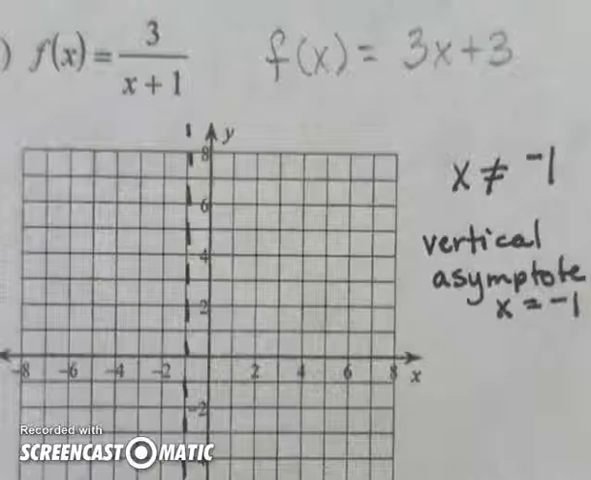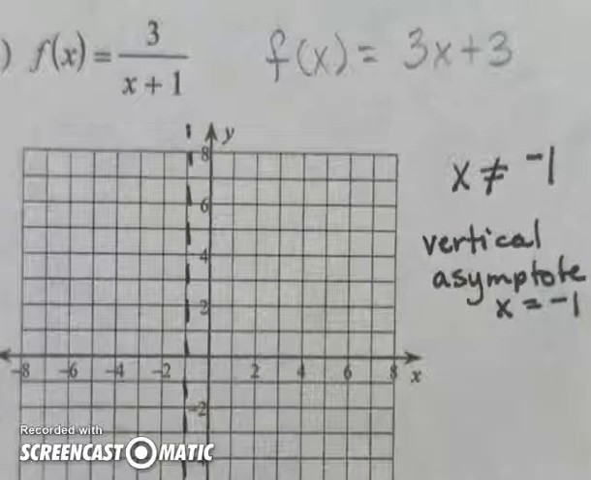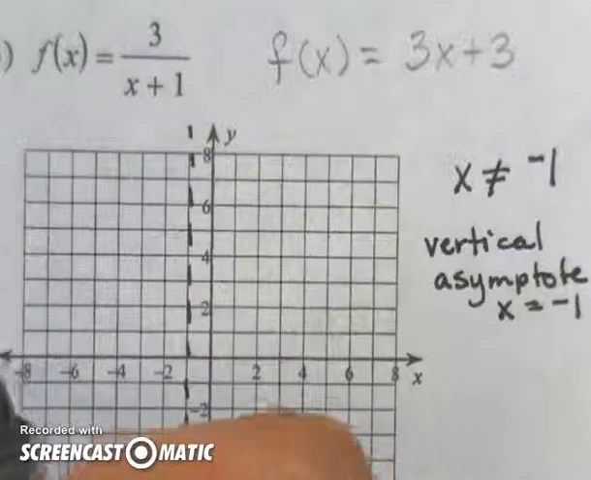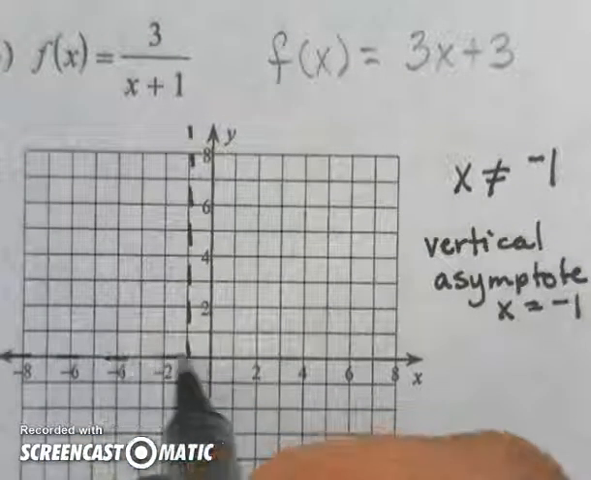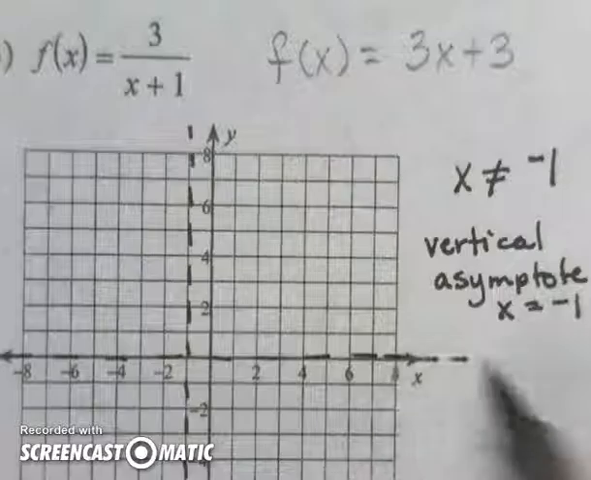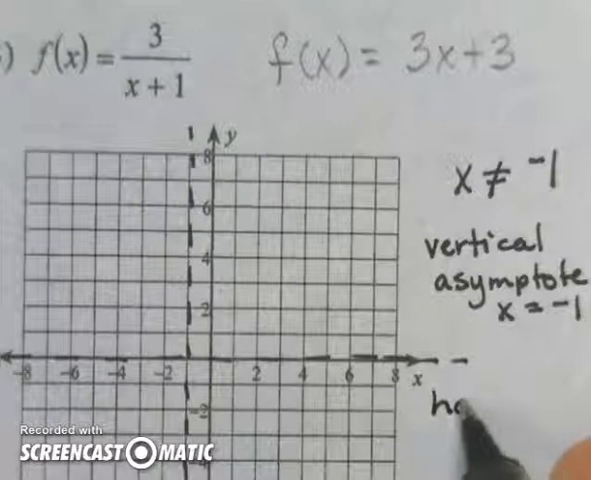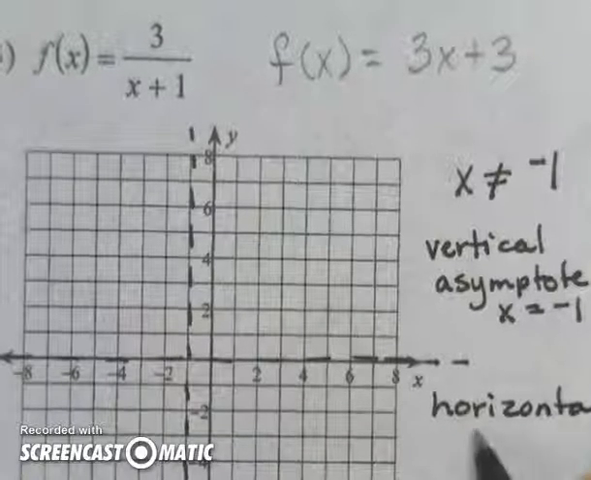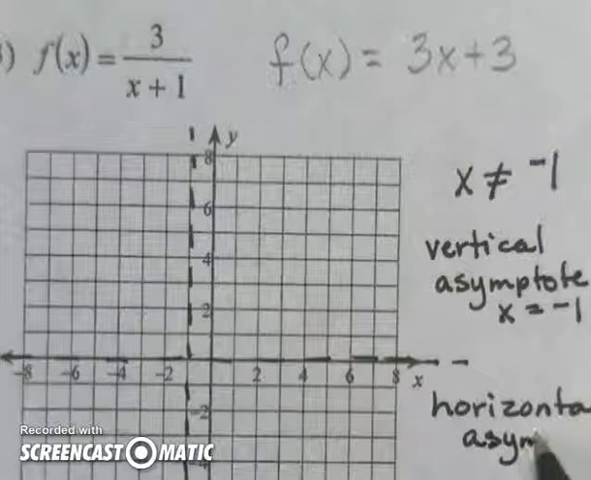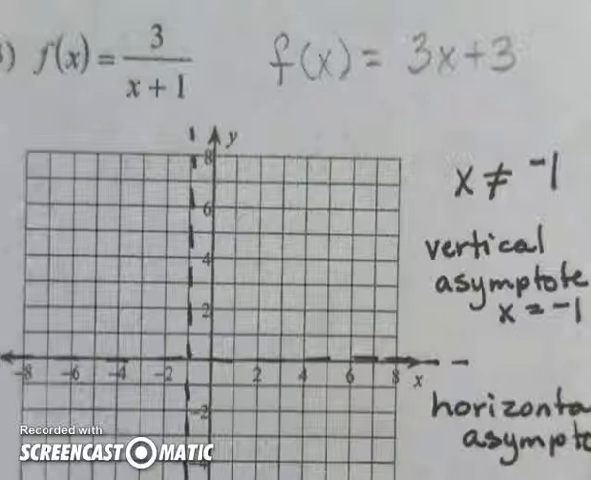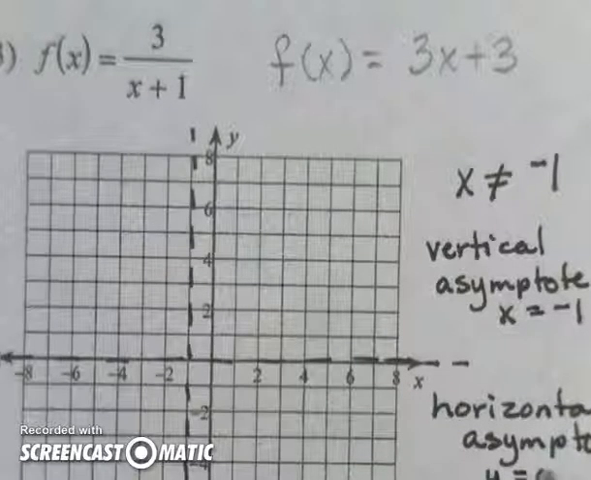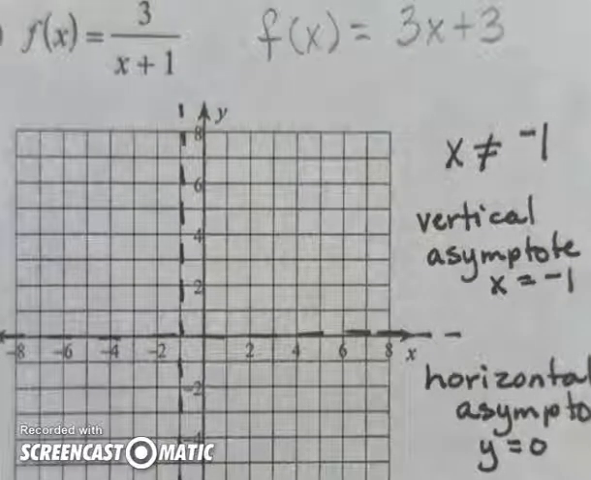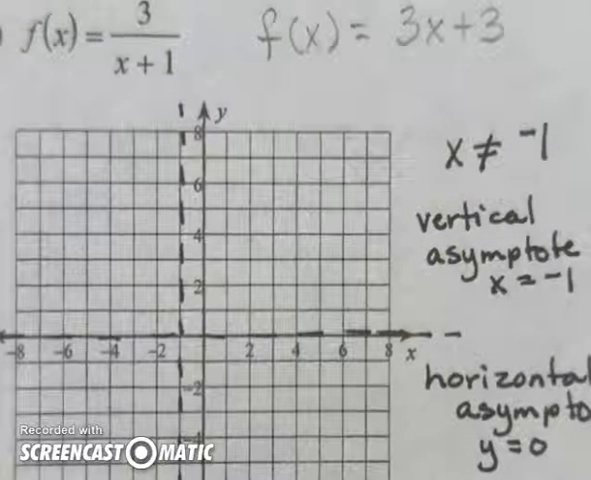Now, to graph this, I also see that my x is on the bottom. It's where my highest power is. So that tells me I have a horizontal asymptote at 0. At y equals 0 is where my horizontal asymptote will be. These are the boundaries for my graph.